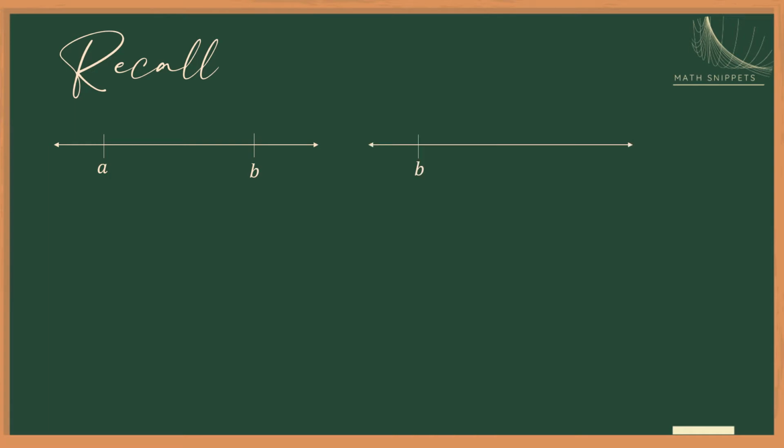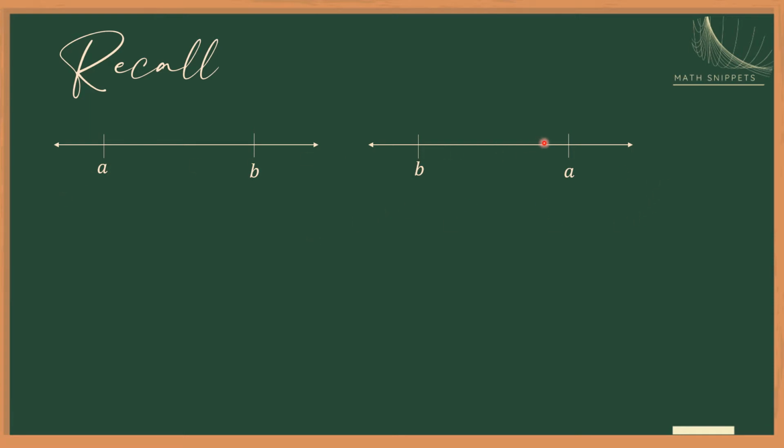Let us recall some math concepts that we learned in high school: the concept of distance between 2 points. Suppose we have 2 points A and B and we locate them on the number line. Then we have two possibilities. We have the case where A is less than B, and this is the case where A is greater than B.